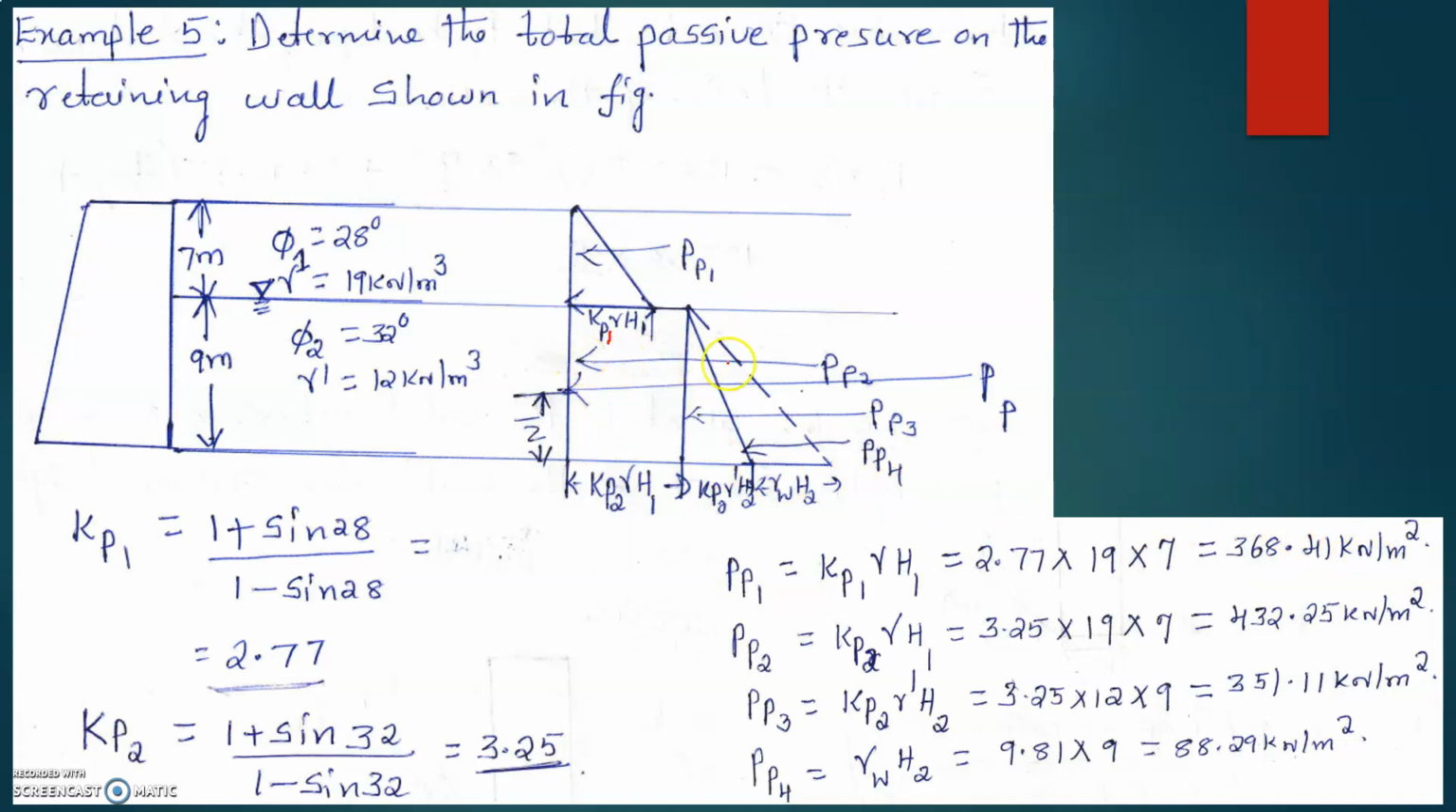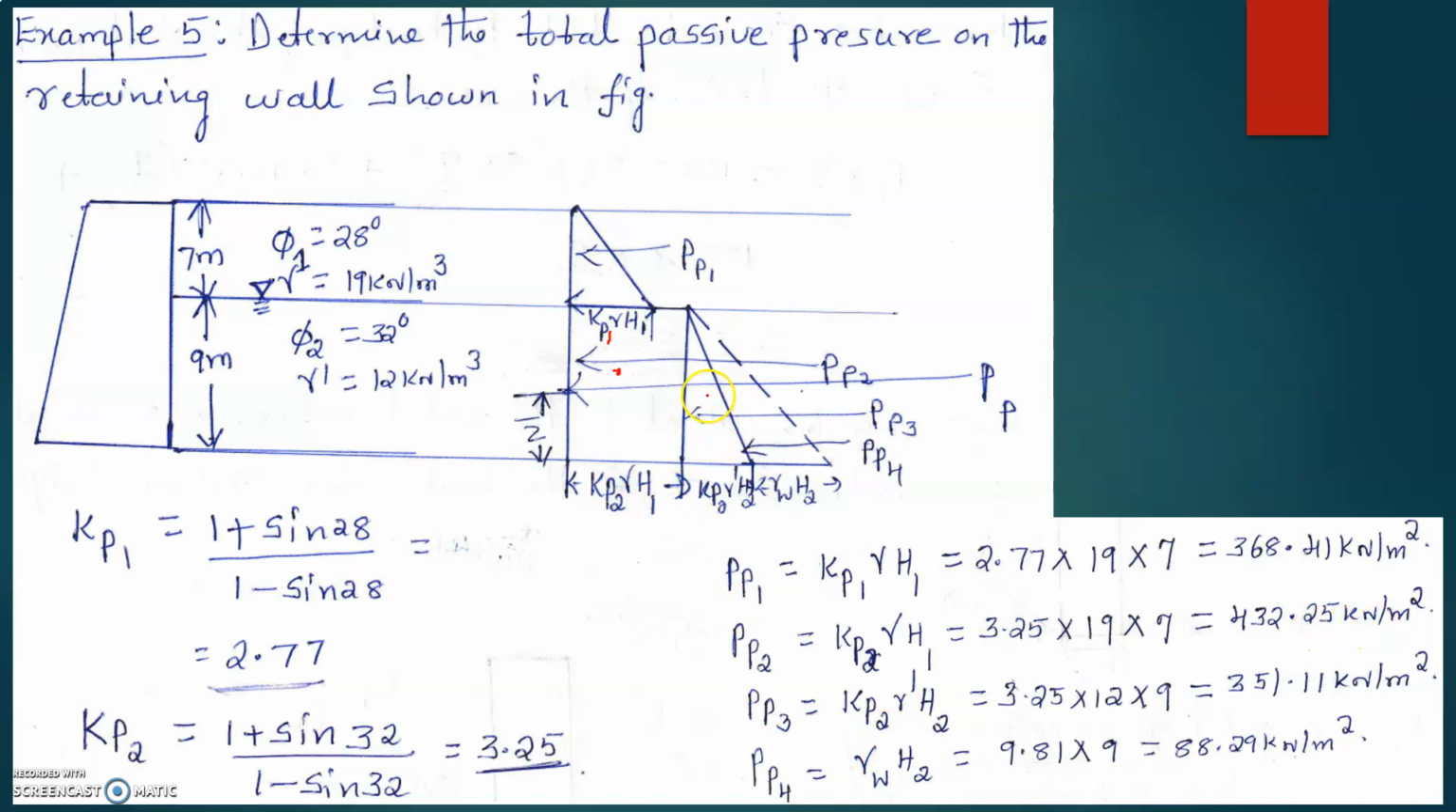Next, let us find this. Here this portion, that is Pp2, is the rectangle portion. Kp2 into gamma into H1. Kp2 is 3.25 into gamma, which is 19, into H1, that is 7. So that is equal to 432.25 kilonewton per meter square.